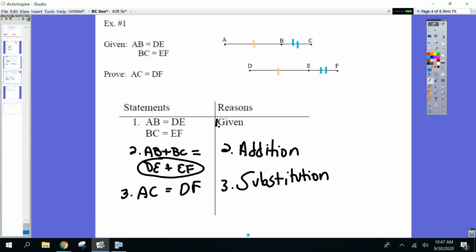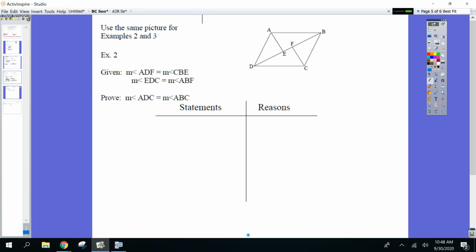You proved that 2 line segments were congruent. Okay, prove 2 line segments are congruent. And now you're about to prove 2 angles are congruent. All right, here we go.